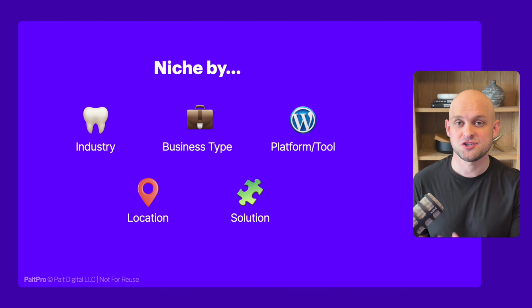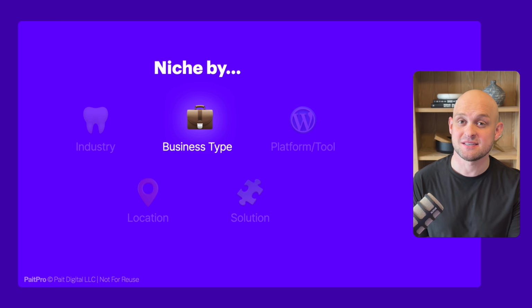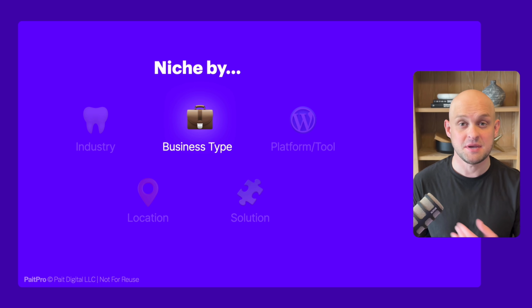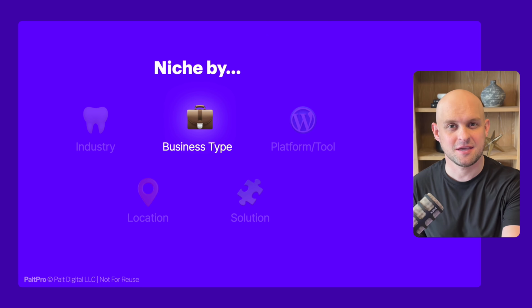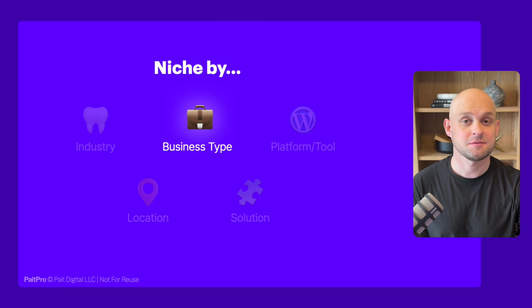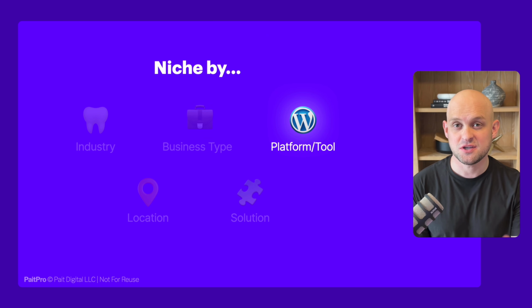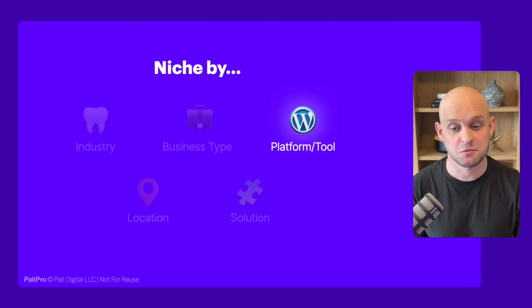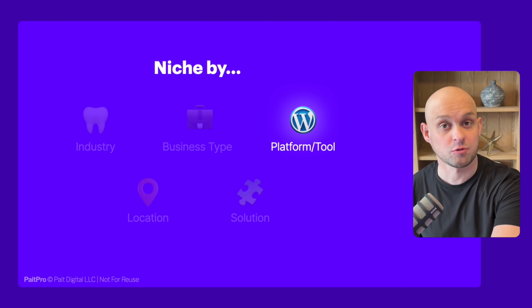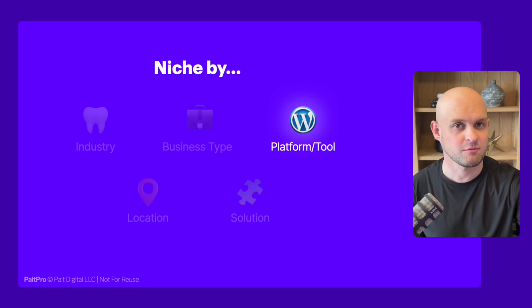So aside from niching down by industry, you can also niche down by the type of business that you serve. This can mean B2B, B2C, SaaS, local businesses. Choosing a specific business type can be just enough of a niche to make your life way easier. You can also niche down by platform or tool. So maybe you only work in WordPress or Webflow or Framer or Figma.